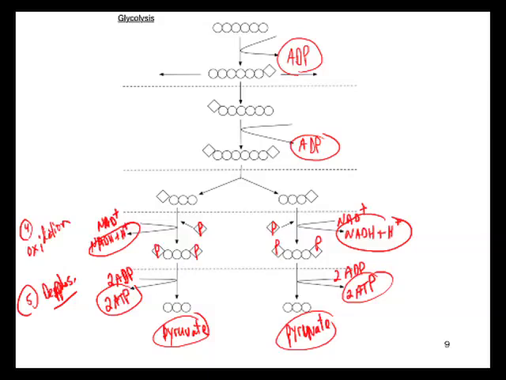Question was asked, if this is glucose 6-phosphate and this is fructose 6-phosphate, why is the phosphate in a different place? Well, technically it's not. I just put it over here just to show you that this molecule is going to be a little bit different from this one.